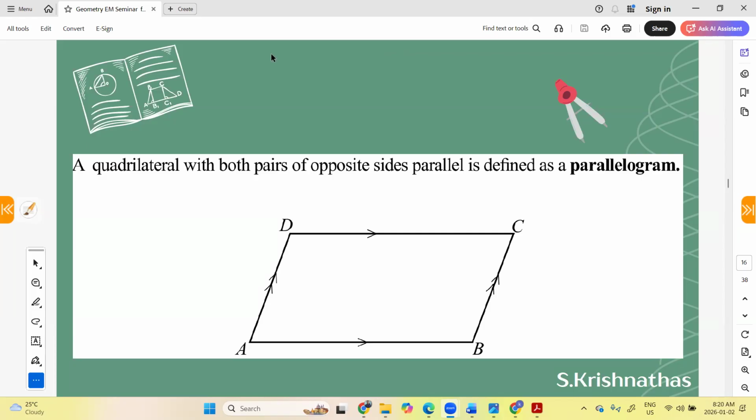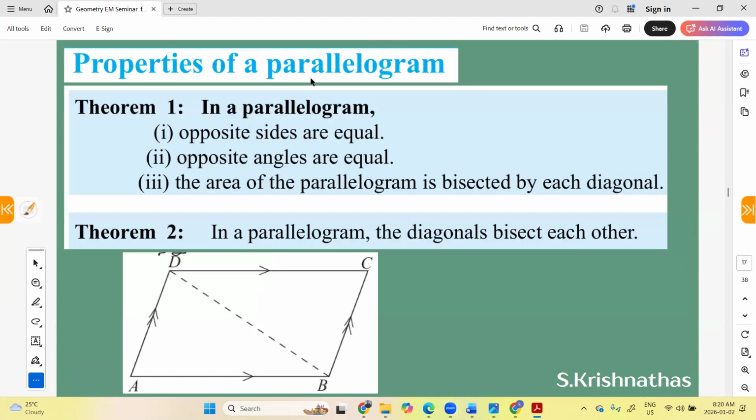Now, these are properties of parallelogram. In a parallelogram, opposite sides are equal, opposite angles are equal. The area of the parallelogram is bisected by the diagonal. In a parallelogram, diagonals bisect each other. These are the properties. So if you want to prove that there is a parallelogram, you have to mention opposite sides are parallel, so there is a parallelogram.